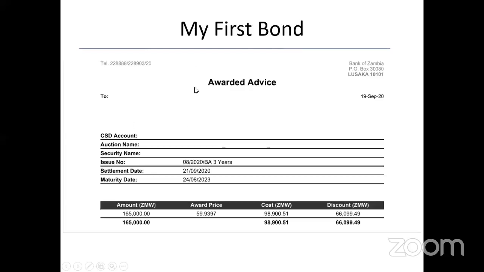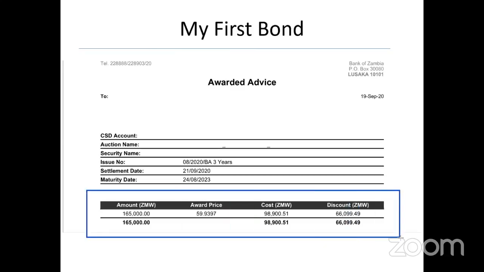When your bid goes through, you're going to have obviously the address information, which I've grayed out for privacy and security reasons. You're going to have your SSD account, the auction name, the security name, the issuance number, the settlement date, meaning when the money is deducted from your account, and the maturity date is also given. Now, my focus, I want us to look at this section.